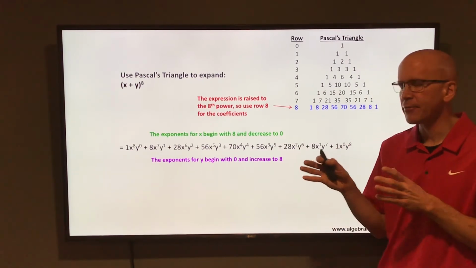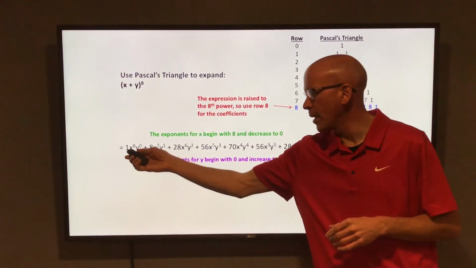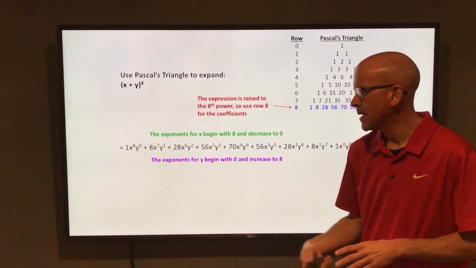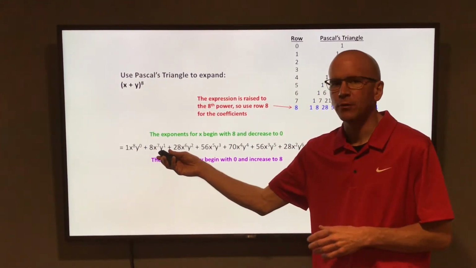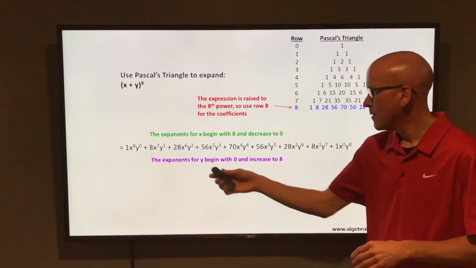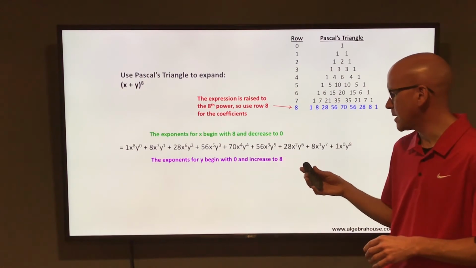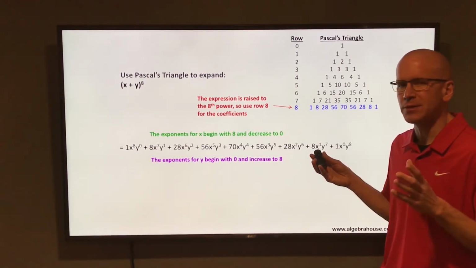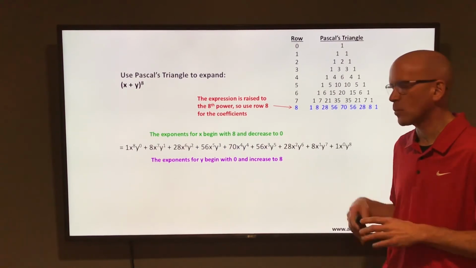So to finish this off, clean this up. We don't need a 1 out in front. We don't need y to the 0. So that first term is just going to be x to the 8th. And then for the 2nd term, we don't need y to the 1st. Just y is fine. So that's 8x to the 7th y for the 2nd term. The terms in the middle here, those pretty much stay as they are. When you get to the end, the last 2 terms, we don't need to write x to the 1st. Just x is fine. So that'd be 8x y to the 7th.